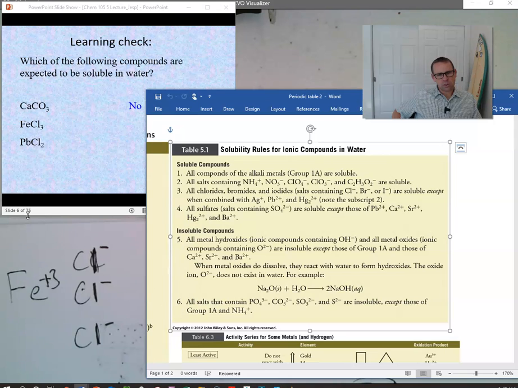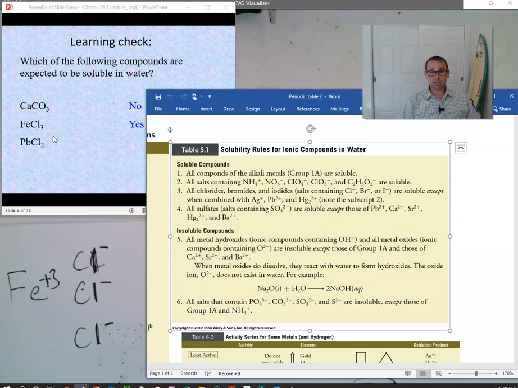are soluble except when combined with silver, Ag, silver, Pb is lead, lead, and Hg is mercury, mercury. Okay, so what does that mean? Is FeCl3, iron 3 chloride, soluble or insoluble? Yes, soluble. That's right. It's soluble. It dissolves in water. Wonderful job.